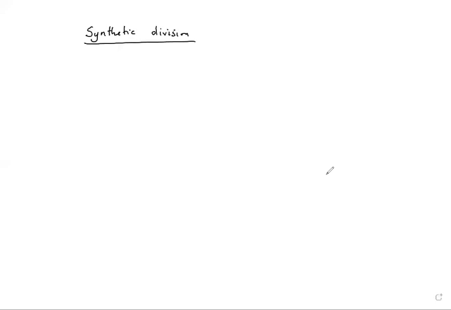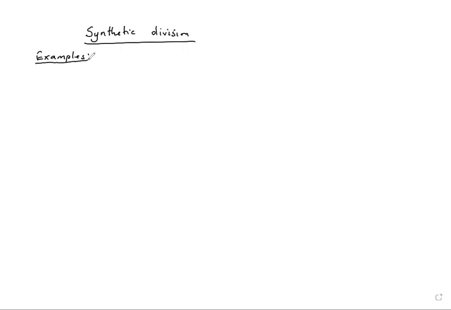For synthetic division, we go straight to examples. I understand how I teach. I don't use the book, so the examples may not be exactly the same as what we are doing.